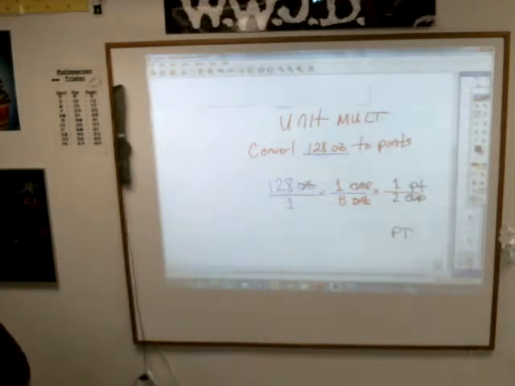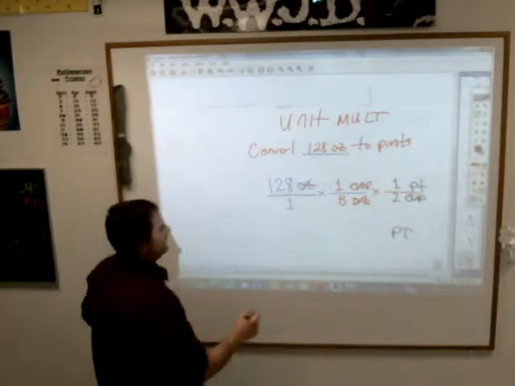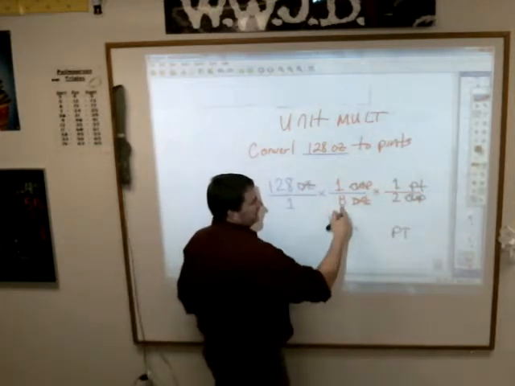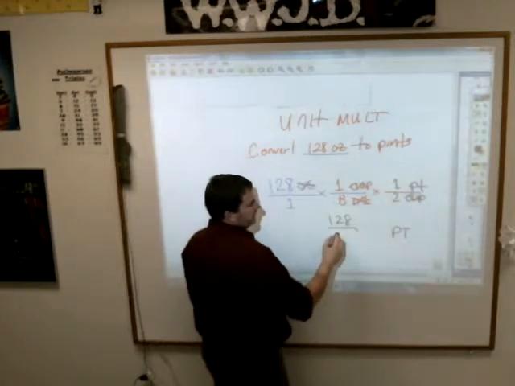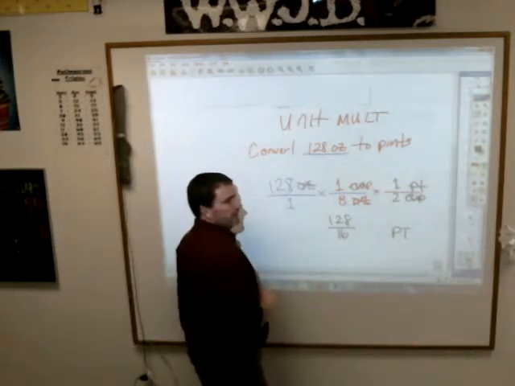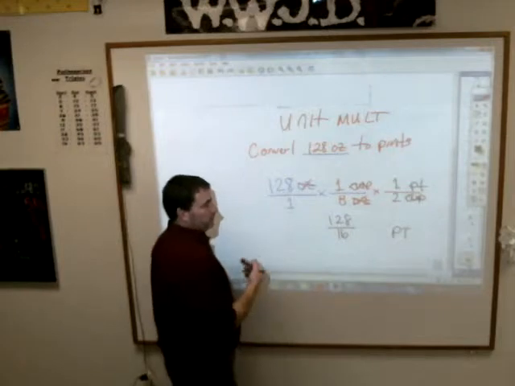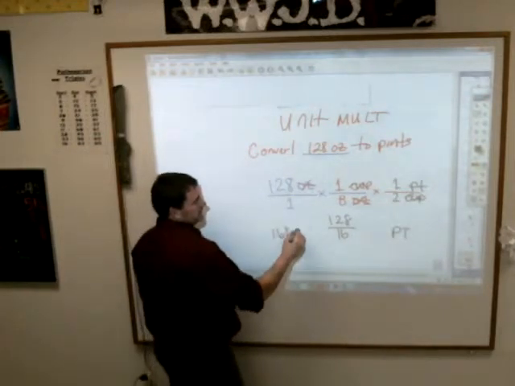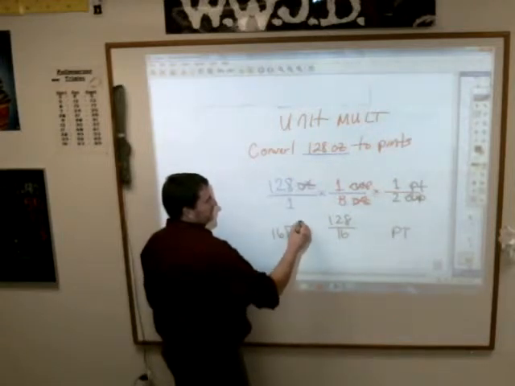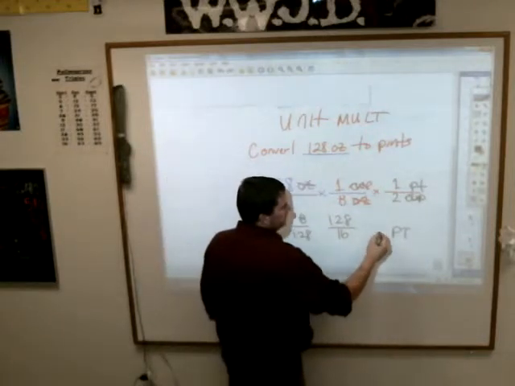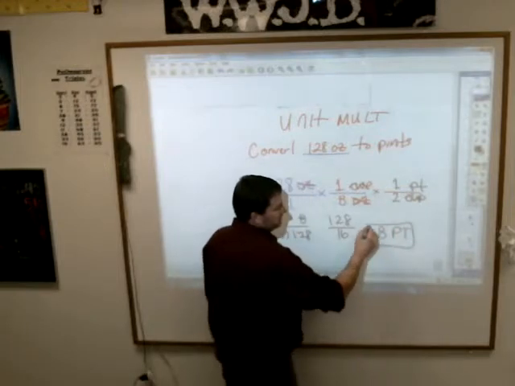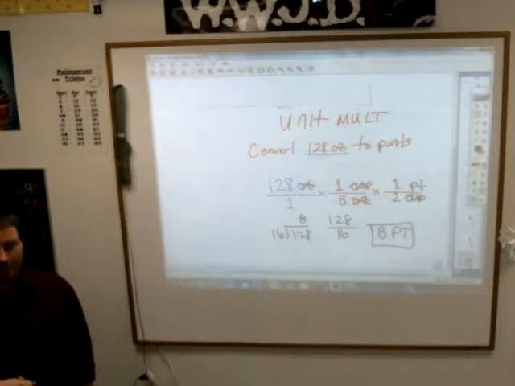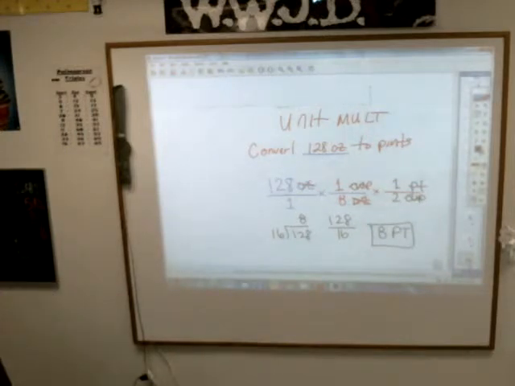And you can kind of put it all together. 128 times 1 times 1 is 128. 8 times 2 is 16 if you like to do it that way. And then you could just divide it out or reduce it, however you want to do it. How many times will 16 go into 128? 8 times. So 8 pints is your answer. And it takes all of the guesswork out of, do I multiply by 2? Do I divide by 2? Do I add this? Do I subtract that?